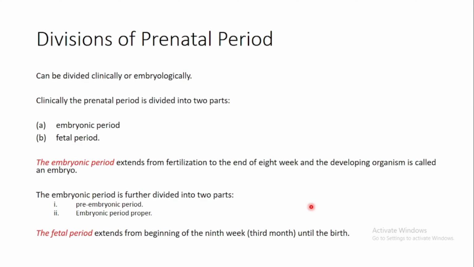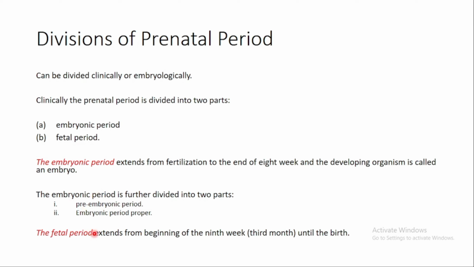The prenatal period is subdivided into different periods. Clinicians divide prenatal period in different ways compared to embryologists. Clinically, the prenatal period is divided into two parts: the embryonic period and the fetal period. So the embryonic period extends from fertilization to the end of the 8th week, and the developing organism around this period is called an embryo. And the embryonic period is subdivided into the pre-embryonic period and then the embryonic period proper. So those are the subdivisions of the embryonic period.